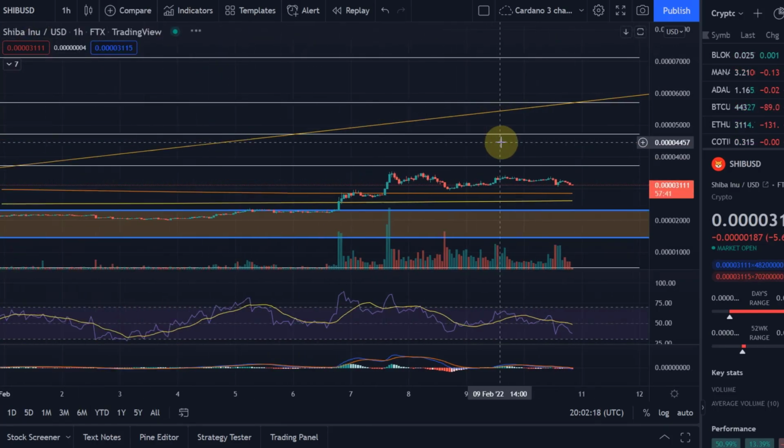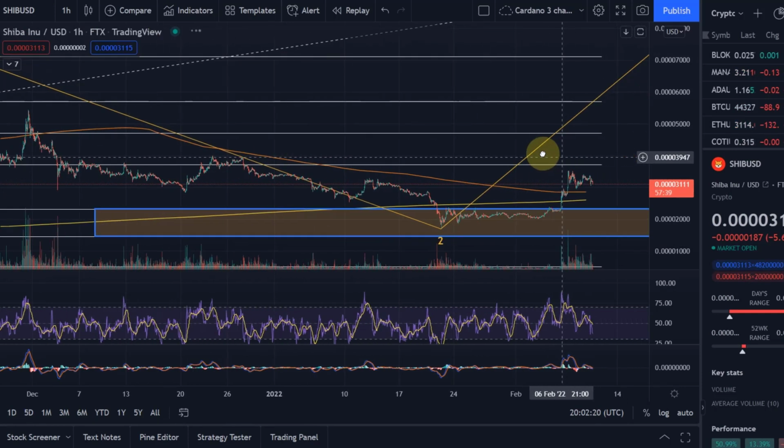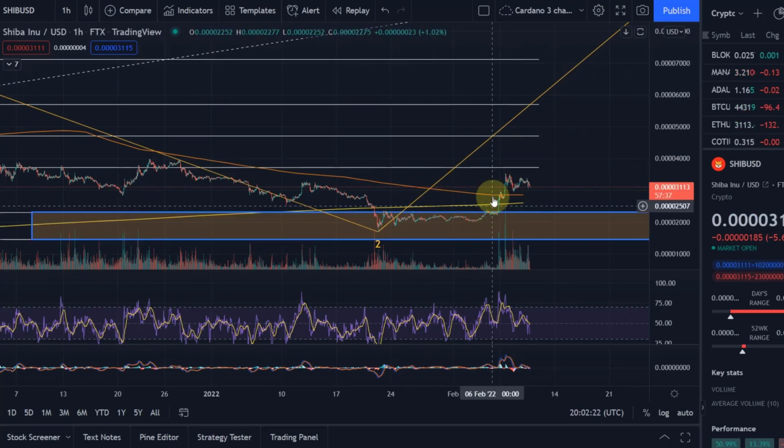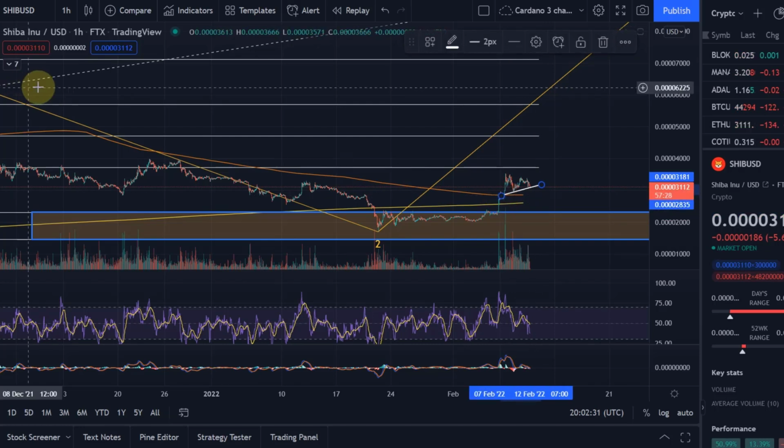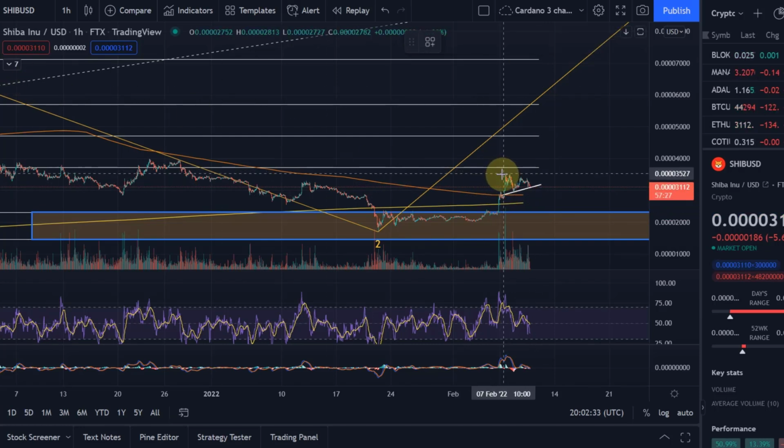If you go to the 1-hour chart, you can see that Shiba Inu is actually forming something like a triangle here that you could call a bull flag. In my view it is just a symmetrical triangle that is forming currently, and this is typically a continuation pattern, so we could continue the move up from here.